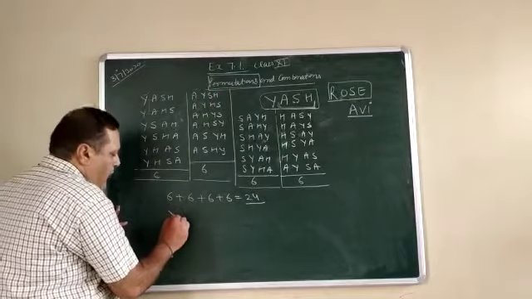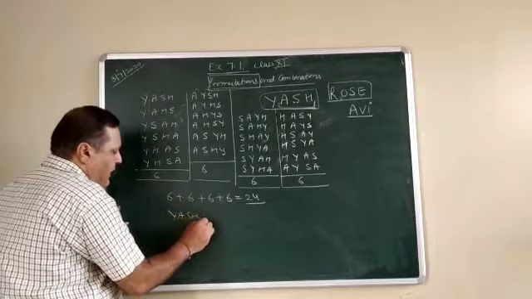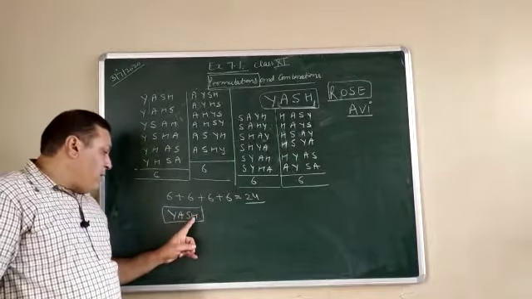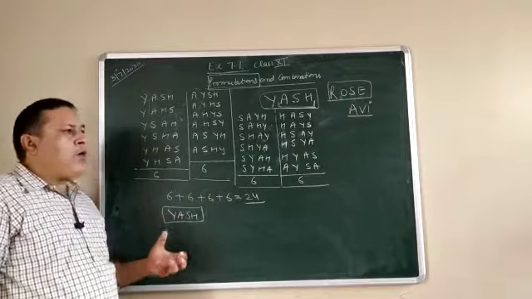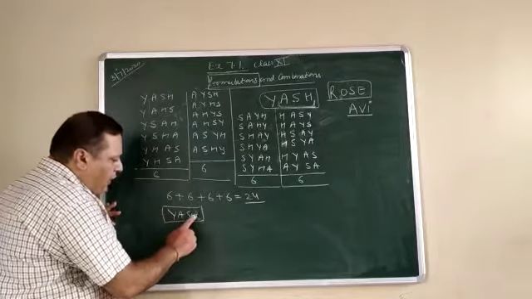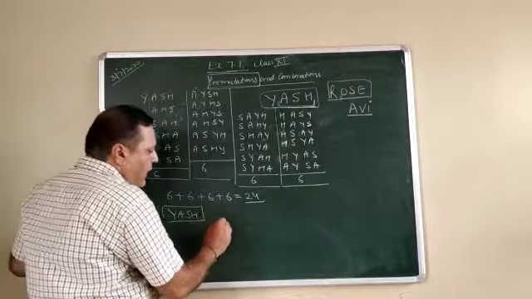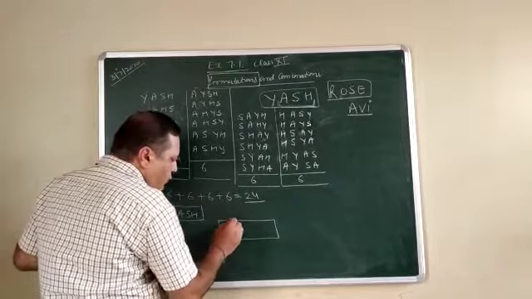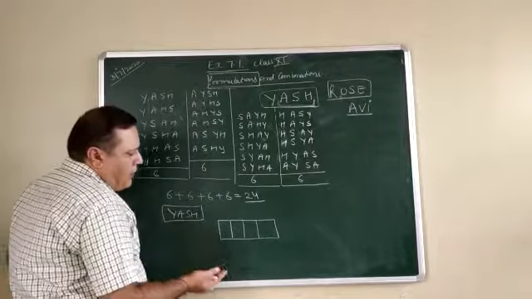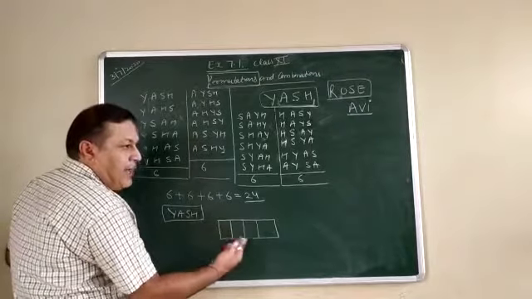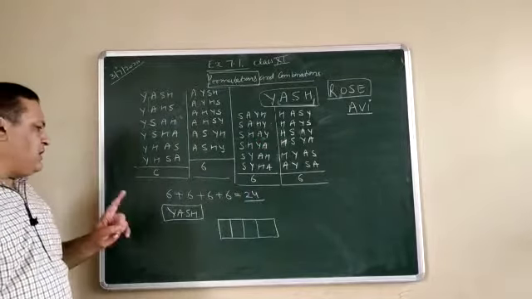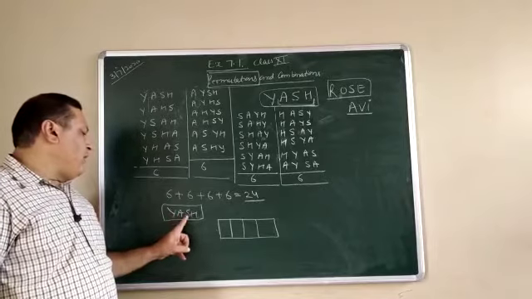Now see, Y, A, S and H. There are 4 different alphabets. How can we go for the arrangement of 4 different alphabets? Number 1, 2, 3 and 4. There are total 4 positions. It means I can write Y anywhere, A anywhere, S anywhere and H anywhere, because it is not necessary that the word has a meaning, but it is our duty to arrange these 4 different alphabets.